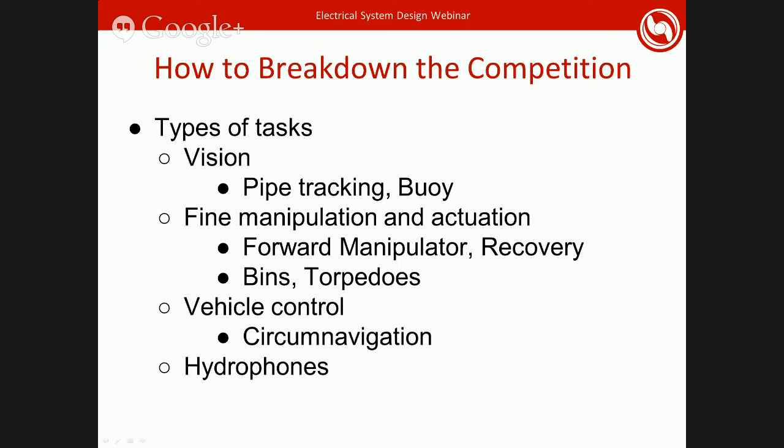The next one would be fine manipulation and actuation, which requires slightly more hardware. You'll have your forward manipulator, your recovery bins, torpedoes. For us, we'll use some combination of motors and solenoids in order to accomplish all of these different tasks. Next is strictly vehicle control, which requires good thrusters and a good control system from your software subteam. This includes your circumnavigation task and really just being able to get between different mission elements.